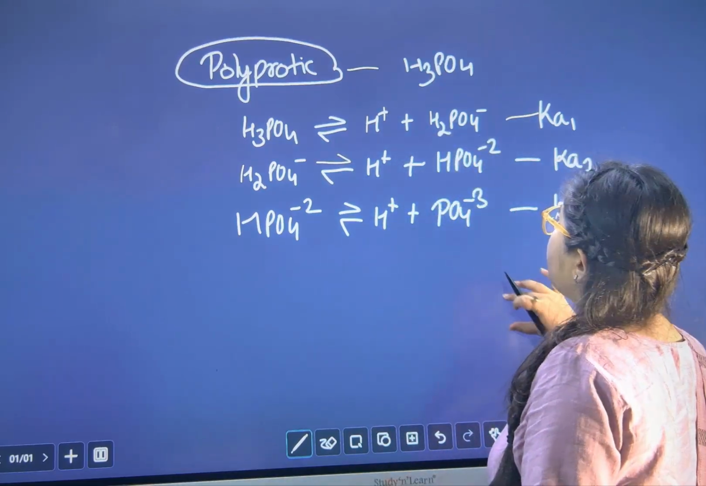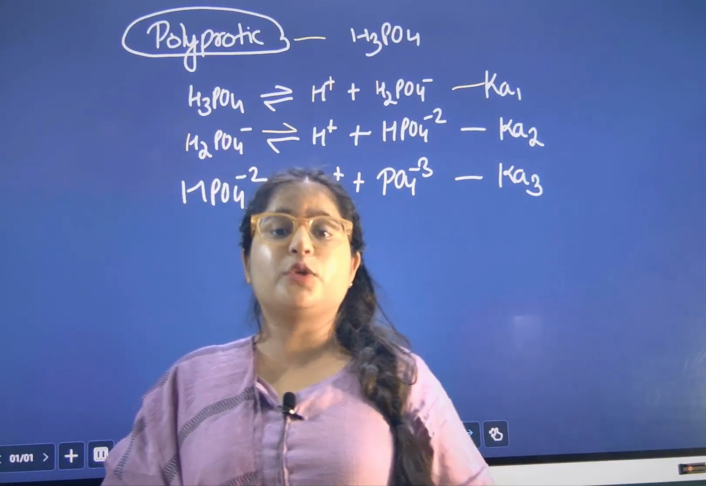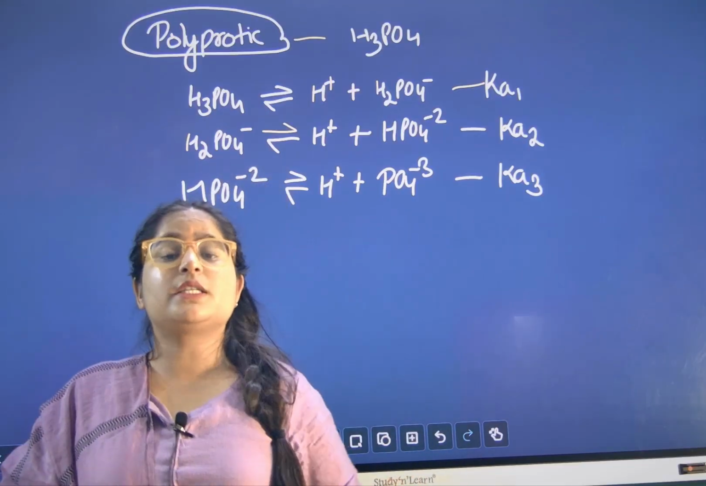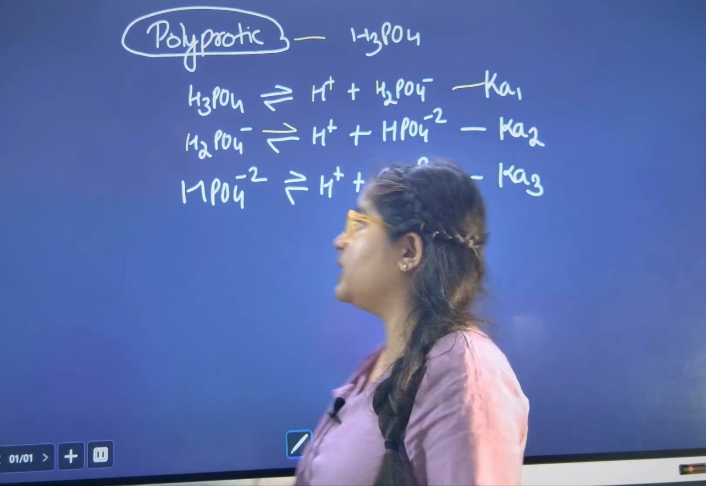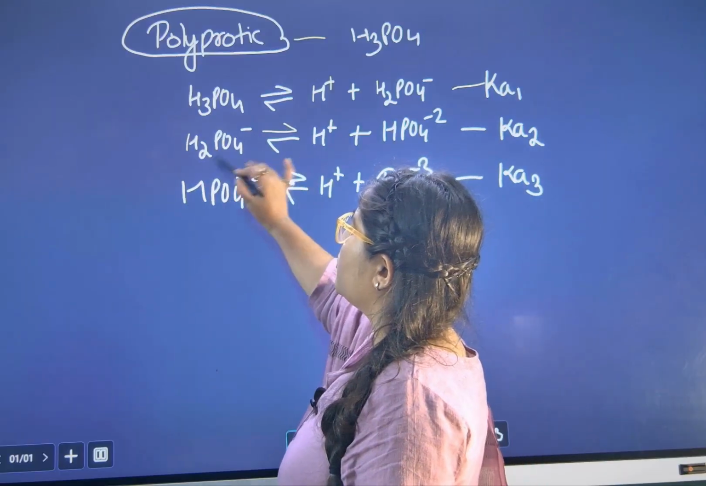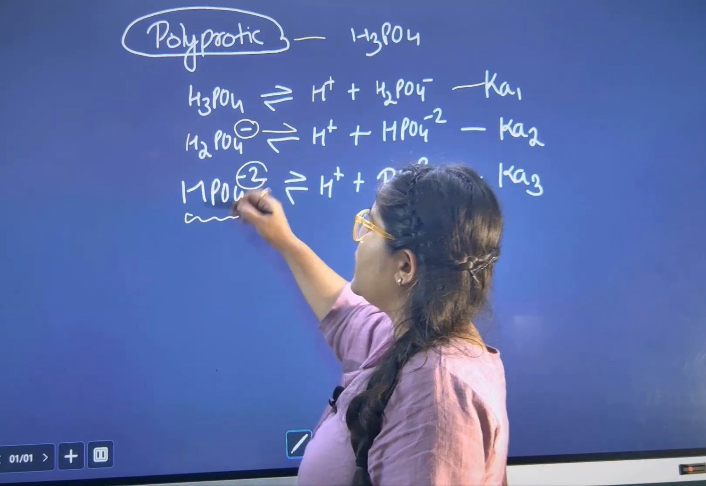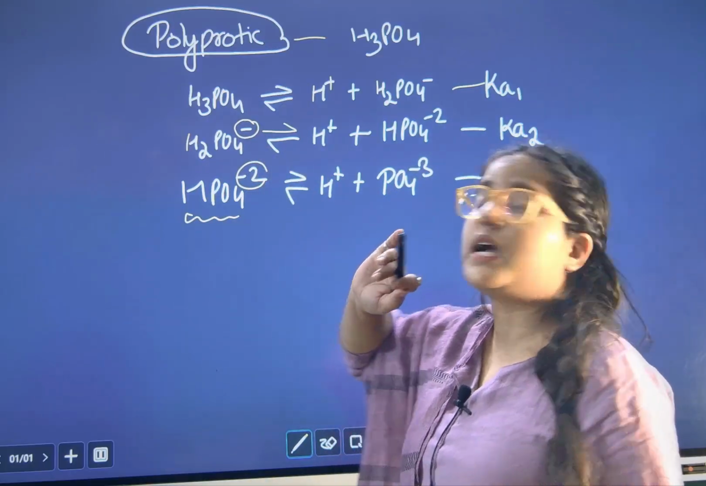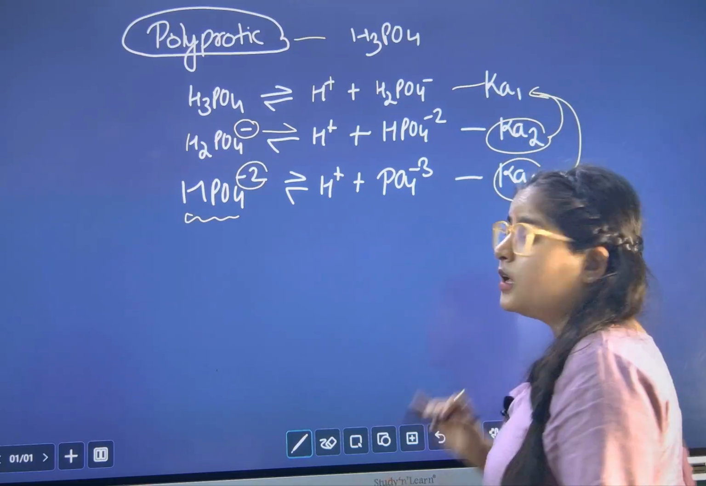Clear? Now it's confusing, right? Ka1, Ka2, Ka3. Which Ka will decide the pH? Which Ka will decide our H ion concentration? See here, it is difficult to remove an H ion from a minus charge. As soon as you remove an H ion, we get a negative charge, and slowly it becomes very difficult to remove the next H ion. So I can say Ka2 is very much less than Ka1, and Ka3 is very much less than Ka1.